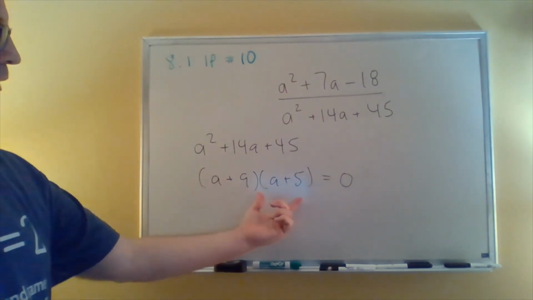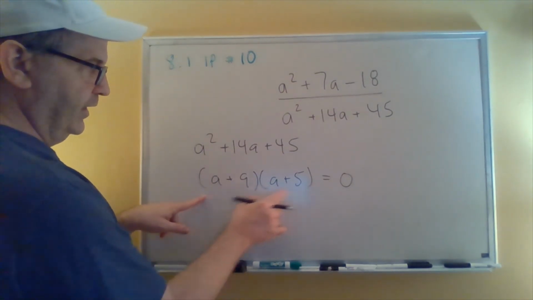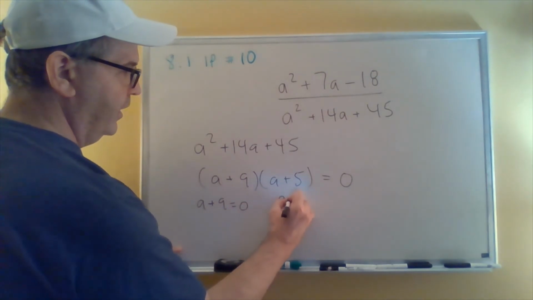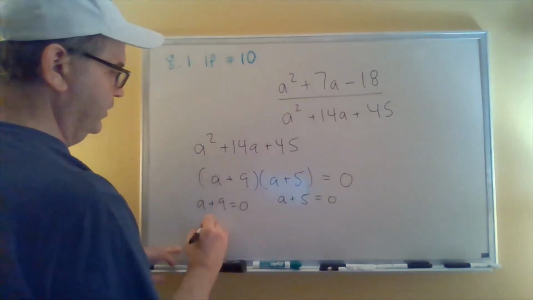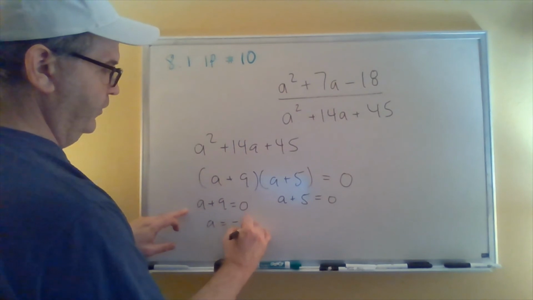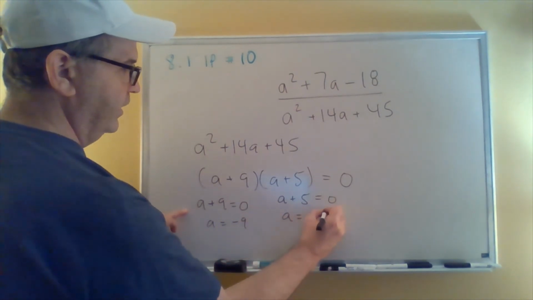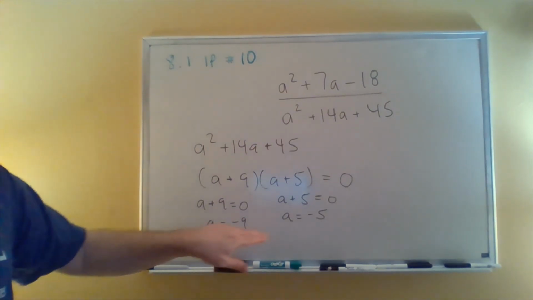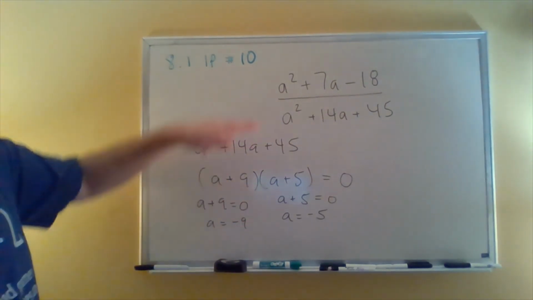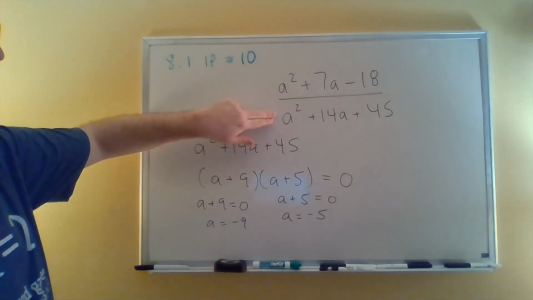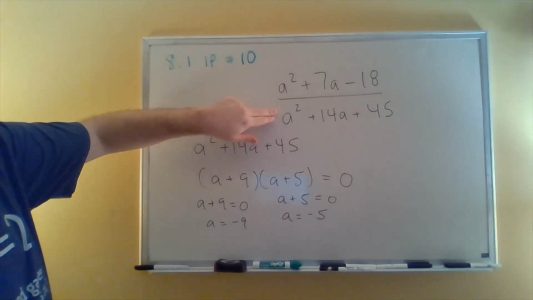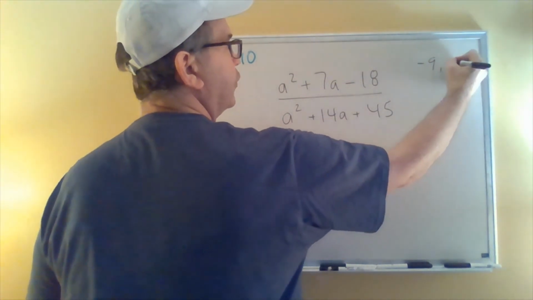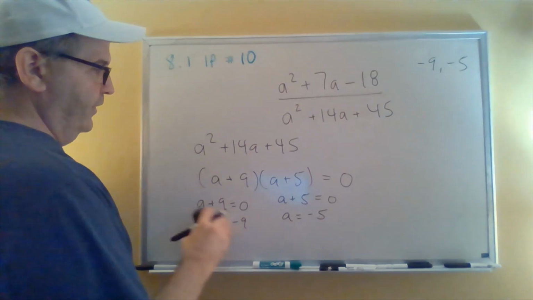So when are these going to equal 0? Well, when one of these terms inside the parentheses equals 0. So we'll set a plus 9 equal to 0 and a plus 5 equal to 0. On this side, we get a equals negative 9 or a equals negative 5. There are our two excluded values. When a is equal to negative 9 or a is equal to negative 5, that's going to cause the denominator here to be equal to 0. We can't have that because the denominator equal to 0 makes the whole expression undefined. I can write that off in the corner up here, negative 9 and negative 5.